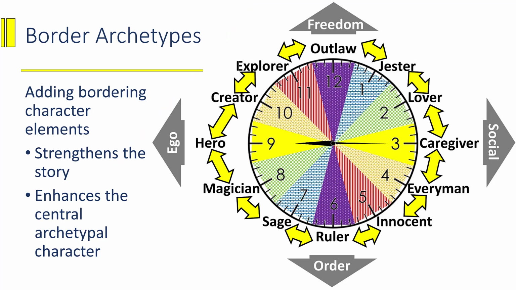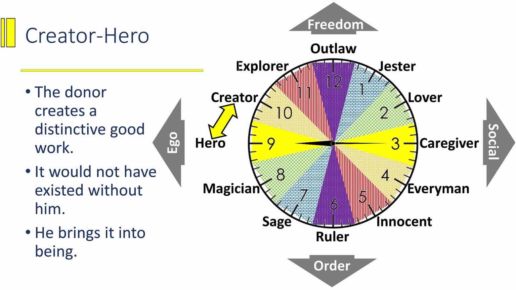Border archetypes. The location on the two axes create border archetypes. These complement each other. They fit together because they share similar orientations. Adding bordering character elements strengthens the story. This can enhance the central archetypal character. Consider the donor's hero story. The hero borders the creator and the magician. Adding these bordering character elements can enhance the donor's hero story.